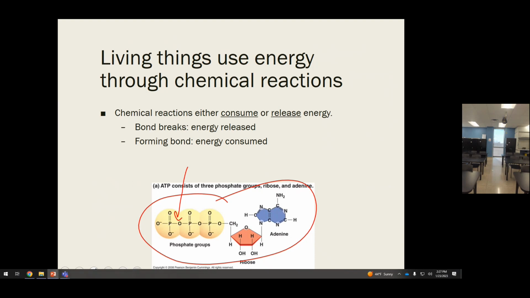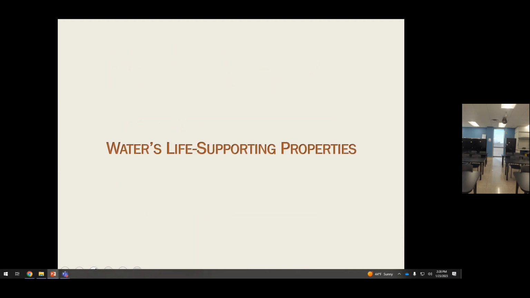You can think of a chemical bond as like a container of energy. When you open it, when you break it, the energy is released. And when you package it up, when you close it up, when you make it, then the energy is consumed. The energy is stored in that package.